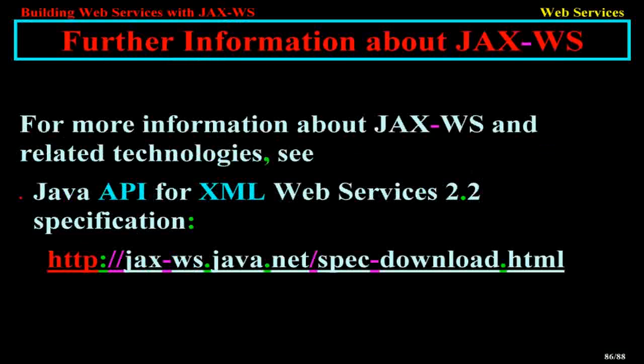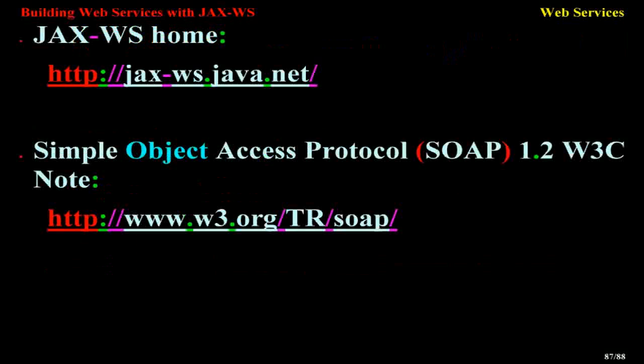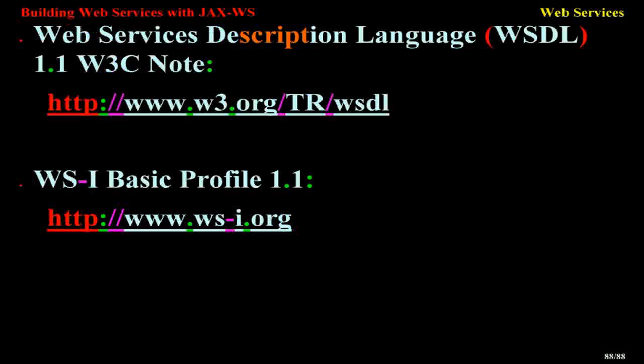Further Information about JAX-WS. For more information about JAX-WS and related technologies, see: Java API for XML Web Services 2.2 specification, http://jcp.org/... JAX-WS specification download; JAX-WS home, https://jax-ws.java.net/; Simple Object Access Protocol (SOAP) 1.2 W3C Note, http://www.w3.org/TR/soap/; Web Services Description Language (WSDL) 1.1 W3C Note, http://www.w3.org/TR/wsdl; WS-I Basic Profile 1.1, http://www.ws-i.org.